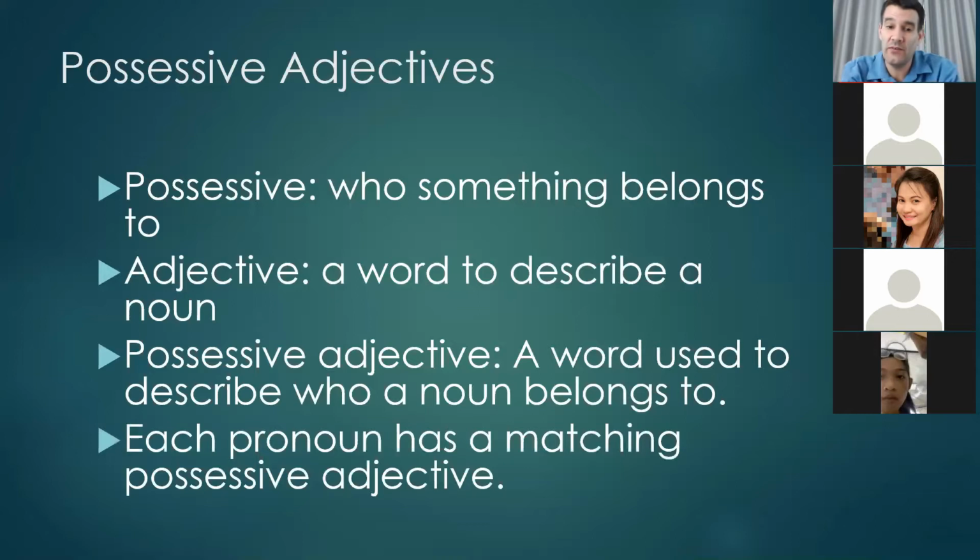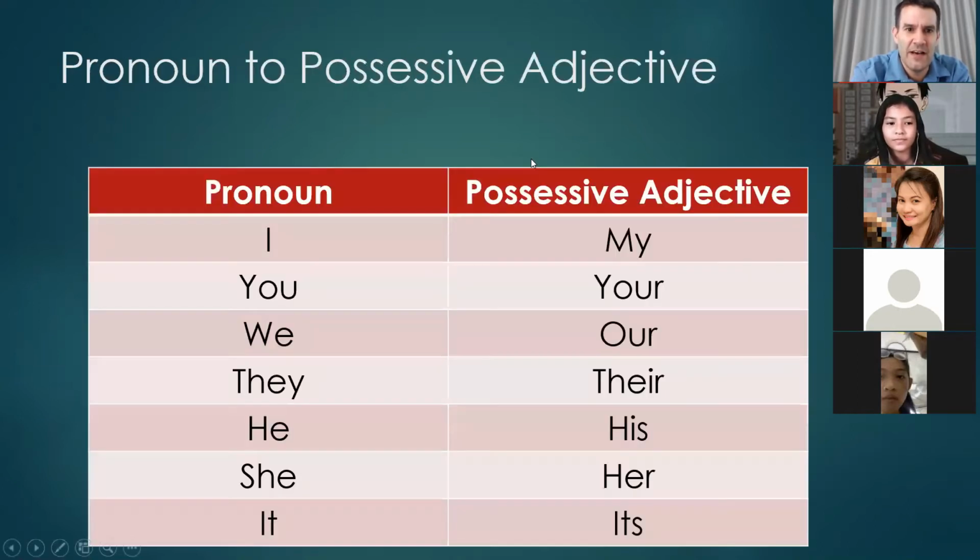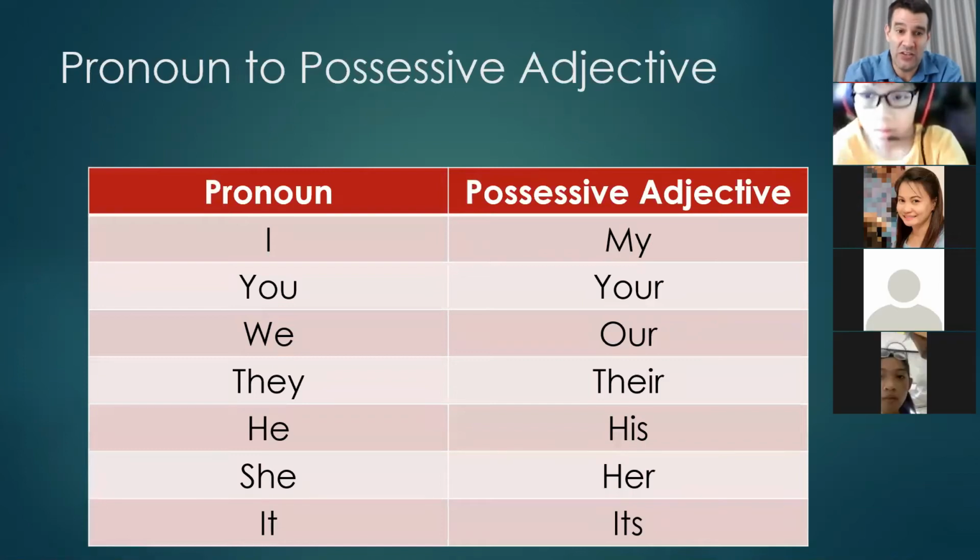And each pronoun has a matching possessive adjective. So now I will go through and show you the matching possessive adjectives. Maybe you already know them. Maybe possessive adjective is a difficult word, but maybe you already know what they are. So I will show you a list. So here the pronoun I, you, we, they, he, she, it. Possessive adjective is my, your, our, their, his, her, its.